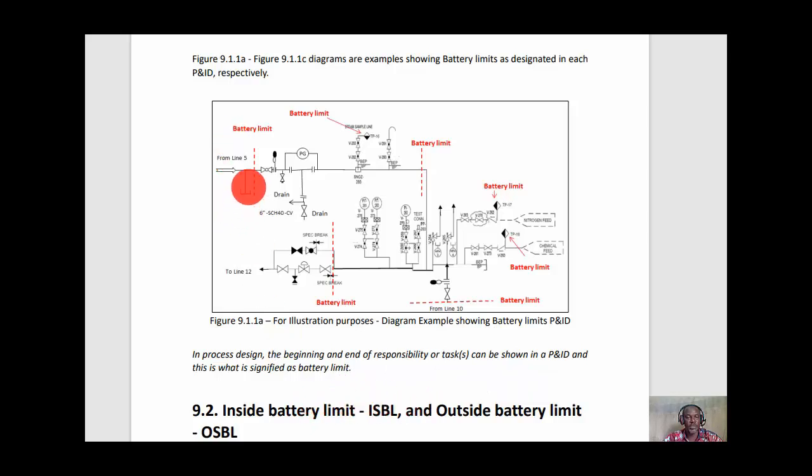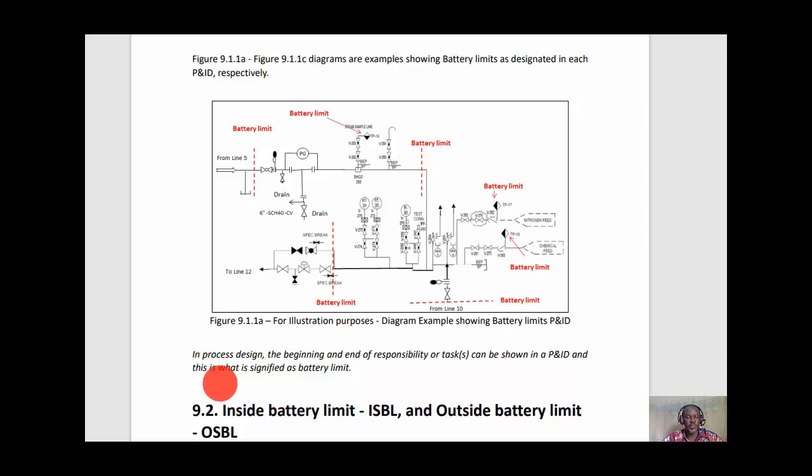Here we have a battery limit. Here we have another battery limit. Here we are using tie-in terminators. We have the battery limit, so the scope of work and another work begin from this point. We have a battery limit here, then we have a battery limit here as well. So this is where this work ends and another task begins. Here the task ends, and the other task will begin.